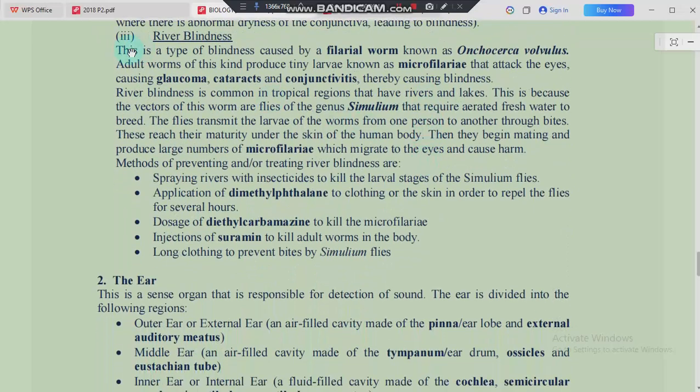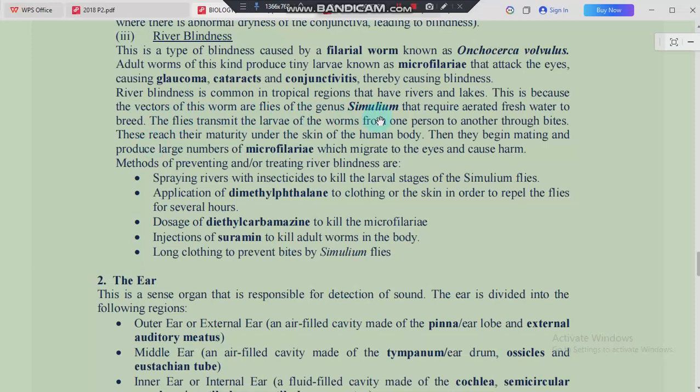Let's move on to river blindness. River blindness is a type of blindness caused by filarial worms known as Onchocerca volvulus, right? The adult worm produces tiny larvae that we call microfilariae, which attack the eyes, causing glaucoma, cataract and conjunctivitis, all of which cause blindness. River blindness is common in tropical regions that have rivers and lakes, because the vectors of this worm are flies of the genus Simulium.